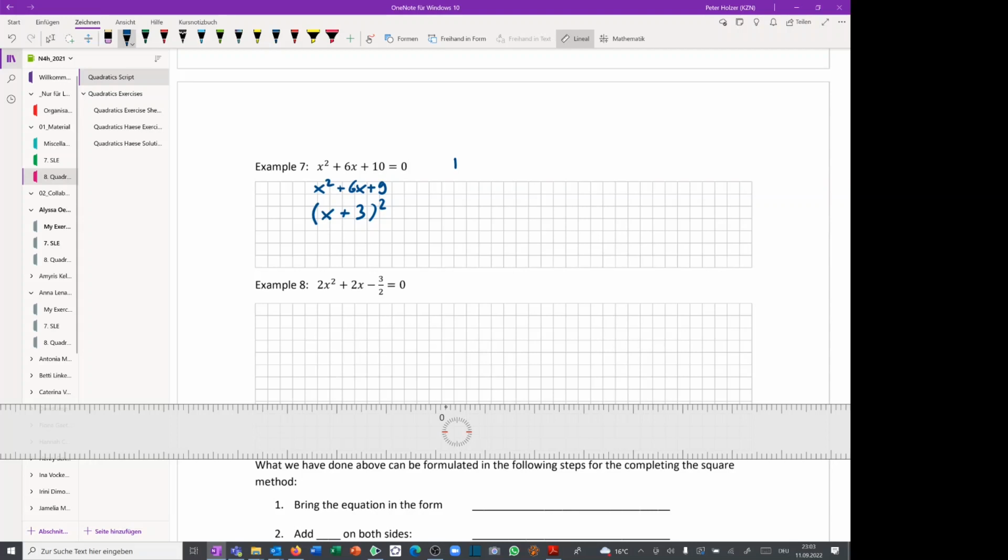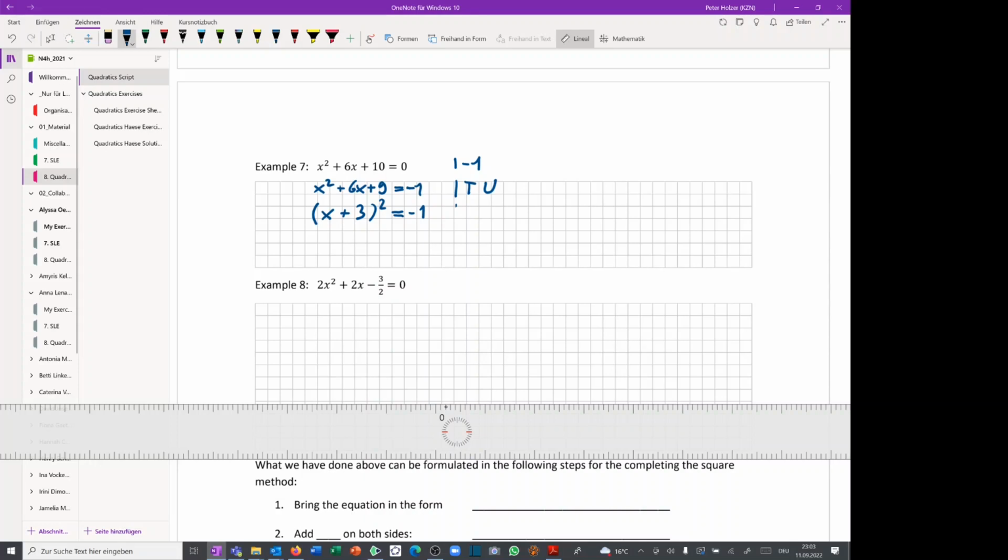Well, what do we have to do to get from the first line to the second line? We have to subtract 1, so we get that the right hand side equals minus 1. We have a Termumformung, which means just the left hand side is what we wrote before. On the right hand side we still have the minus 1.